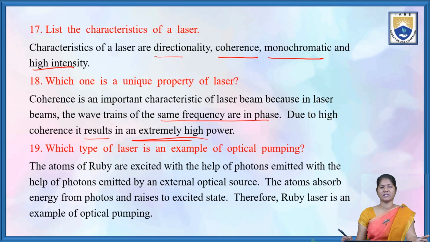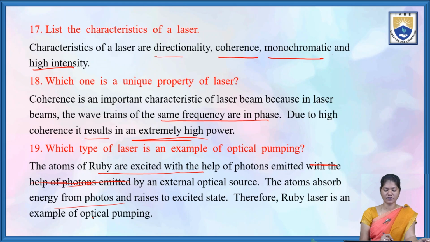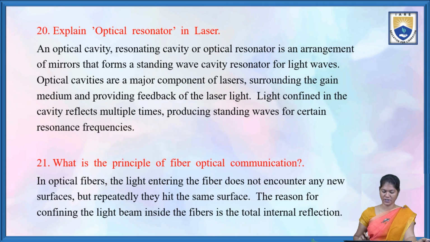Which type of laser is an example of optical pumping? So, atoms of ruby are excited with the help of photons emitted by an external optical source. So, the atoms absorb energy from the photons and rise to an excited state. Therefore, ruby laser is an example of optical pumping.